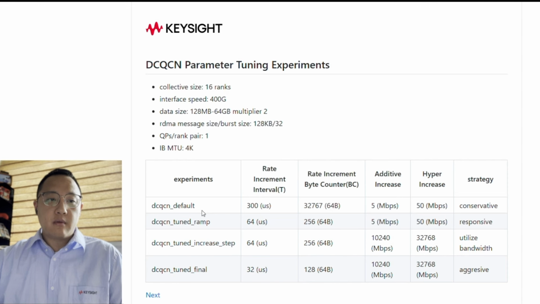The DCQCN tuned ramp configuration reduces the interval and the byte counter, aiming to be more responsive to network conditions and increase the rate more quickly. The DCQCN tuned increase step here significantly increases the additive and hyper steps, which are designed to improve network utilization as congestion decreases. The DCQCN tuned final is the most aggressive configuration with the shortest interval and the smallest byte counter, along with the highest additive and hyper increase values.